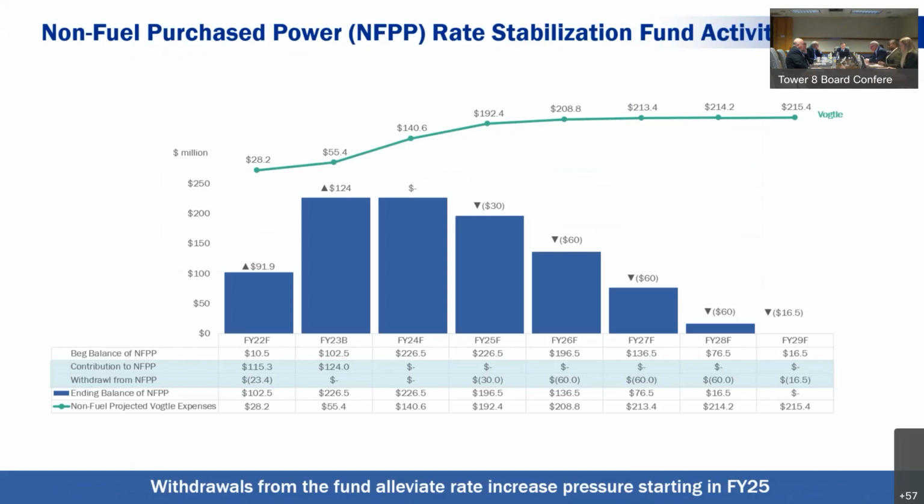So this illustrates a long-term projection on the use of the non-fuel purchase power rate stabilization fund. You can see the combined planned contributions of $115 million this year and $124 million next year will allow the fund to be strategically drawn down to offset the large increase in annual expenses, which is up there on the green line. This strategy is to alleviate rate increase pressure as the plants come online.